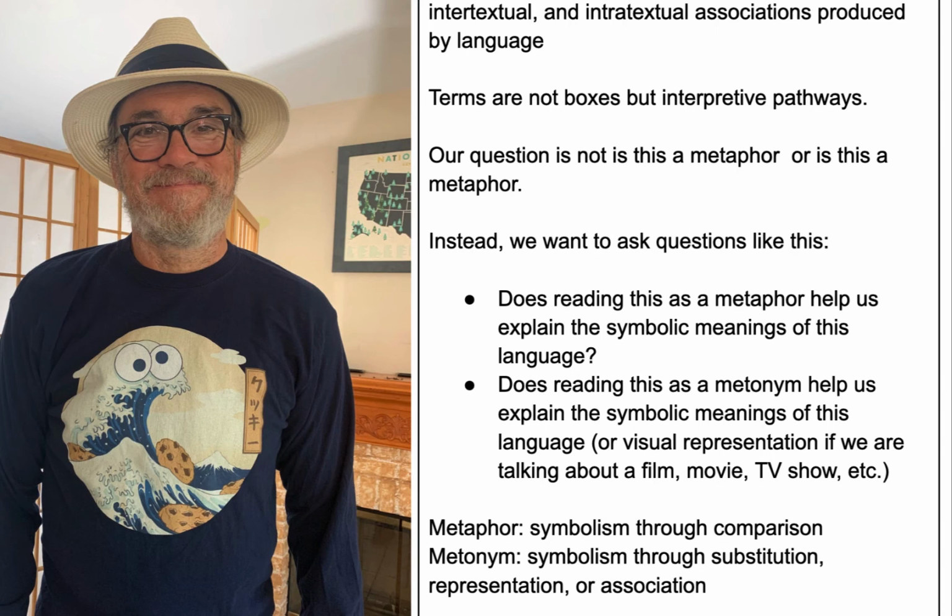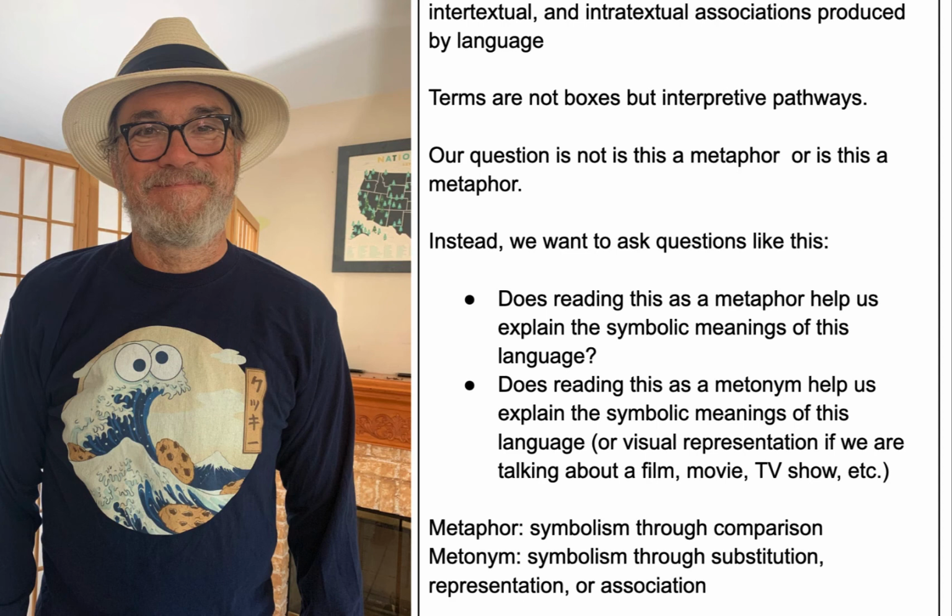And the Cookie Monster is a perfect example of this. We talked about how the Cookie Monster is a metaphor, how we can compare Jim and the Cookie Monster and come to a better understanding of the symbolic meanings. But we can also think of the Cookie Monster as a metonym for Jim, as a symbolic substitute for Jim, as a representation of Jim, as something we associate with Jim. Why can we do that? Because here's Jim wearing the Cookie Monster on his shirt. So the Cookie Monster reminds us of him.